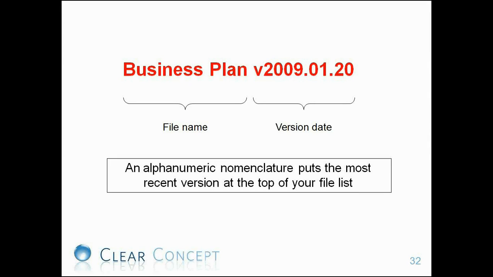Jump right to the most frequent or the most current version. And by adding the date to the end of my file name, it enables me to do that. Now, I need to list the date in a numerical format. So I can't write January 20th, because January, April will come before January from an alphabetical perspective.